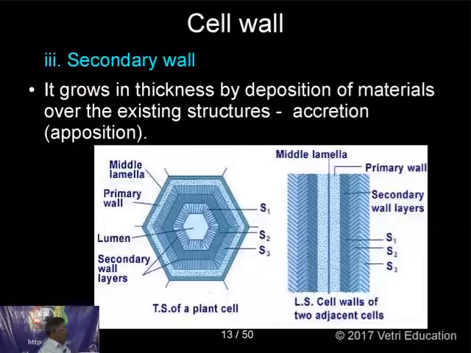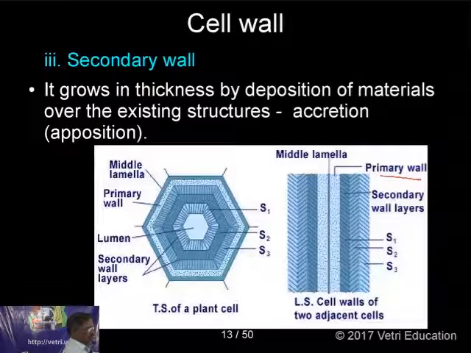So look here: the middle lamella is in the center. Below the middle lamella you have the primary wall, and below that the secondary wall with three layers, S1, S2 and S3, of which S2 is the thickest among the three. So this is the middle lamella which separates two cells. Inner to the middle lamella, inside the cell, are the primary wall and then the secondary wall.